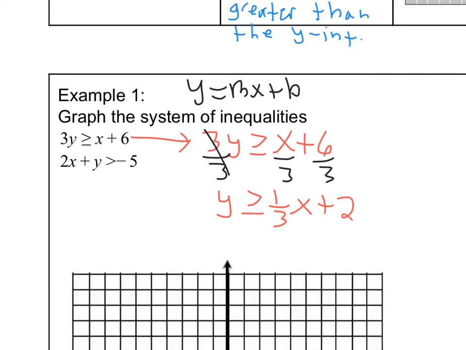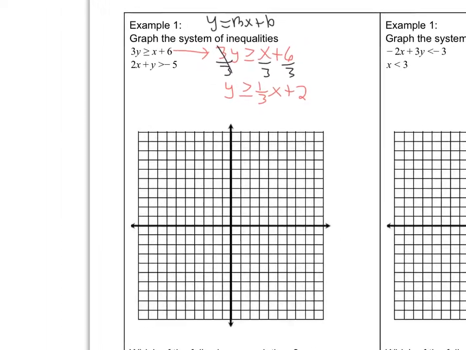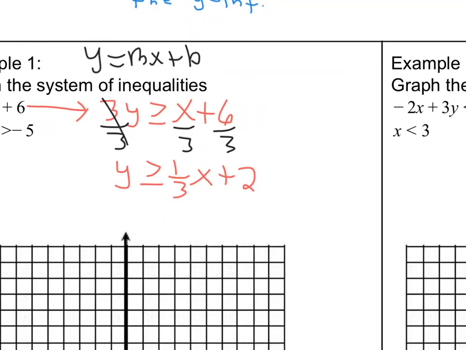Remember that if there is no number connected to your x, there is an invisible 1 there. So that is 1x over 3, or just simply 1/3 x. Okay, before we even think about the other inequality, we're going to go ahead and graph this inequality by first identifying the m and the b.